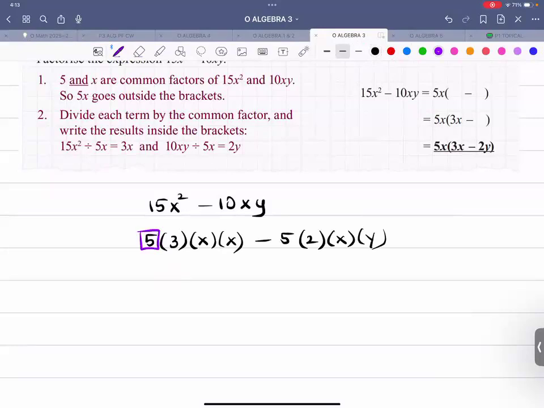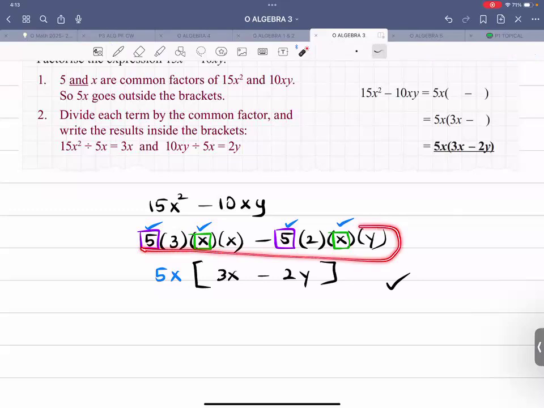Now, this 5 is taken common out, and this x is taken common out. So basically, we have taken 5x common out. What am I left with? I'm left with 3x minus 2y. That is the basic knowledge that we are applying. Now, someone can ask, is it necessary to show the step? No, it's not necessary. But to make things clear for you at the initial stage, I think it's a good idea to show it to this much extent.